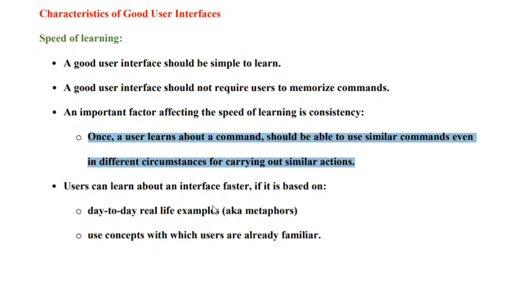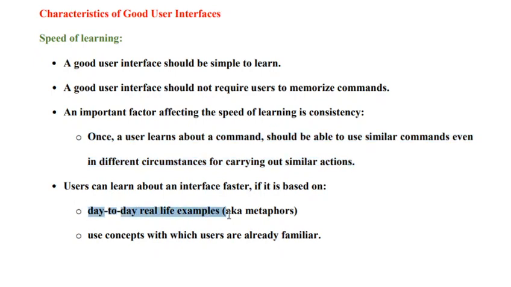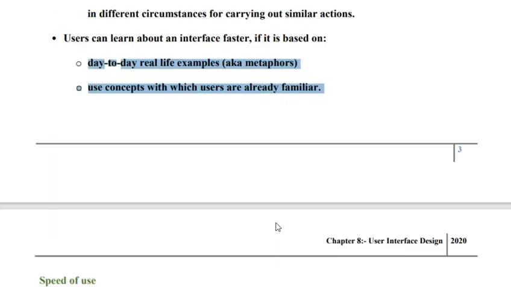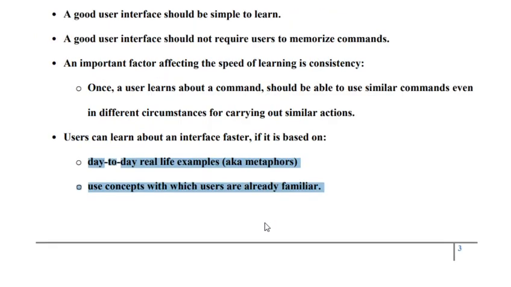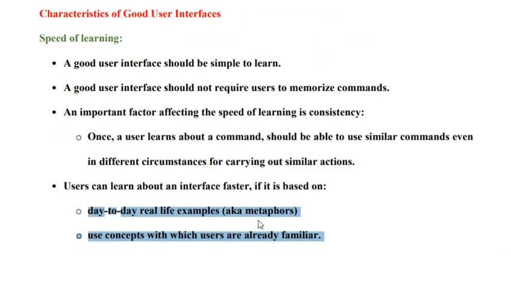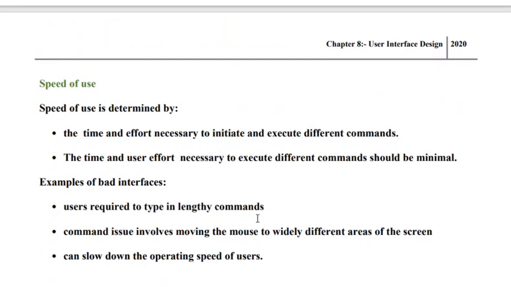Now, a user can learn an interface faster if it is based on day-to-day real life examples. For example, if you use metaphors and concepts with which users are already familiar. These are some of the goodness criteria that should be there in a user interface that enable speed of learning.